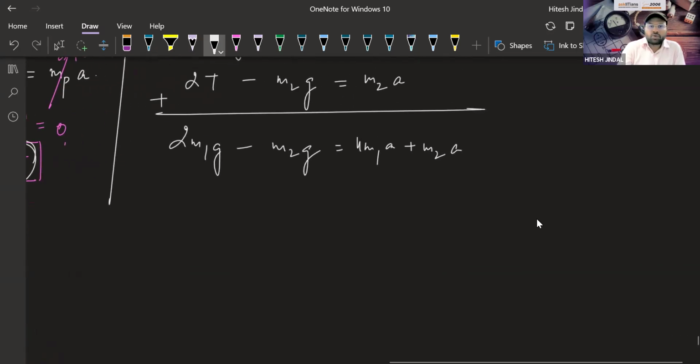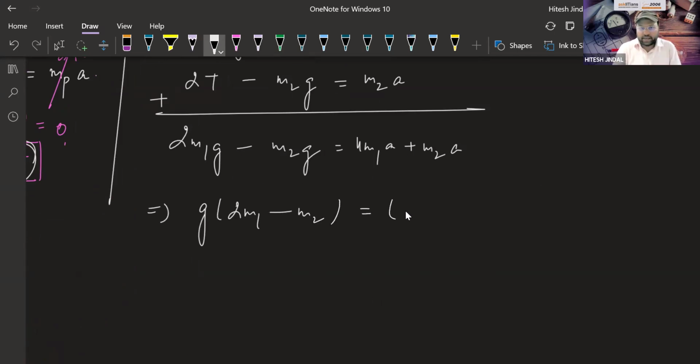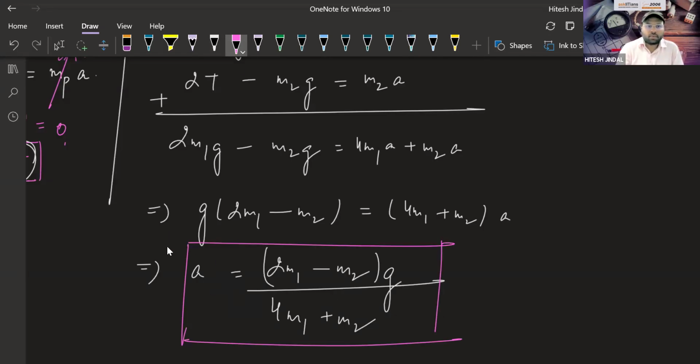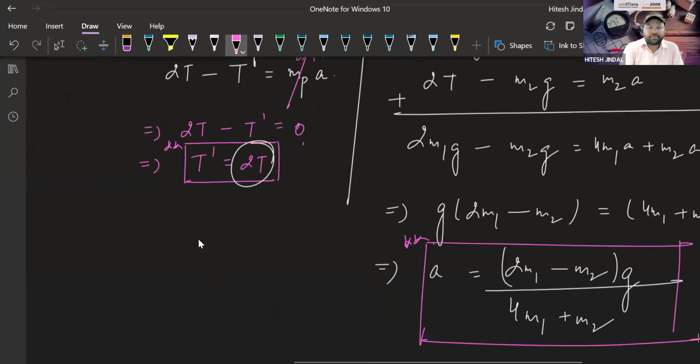Right? So you can see what is my acceleration here. I can take this g common. And here I can have (4m1 plus m2) into a. So acceleration comes out to be (2m1 minus m2) into g upon (4m1 plus m2). Tell me, correct?